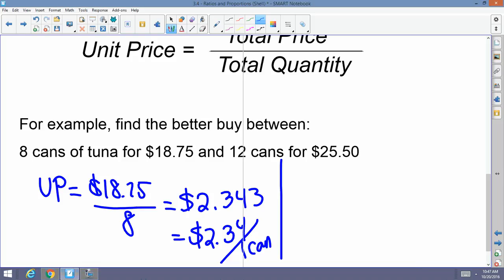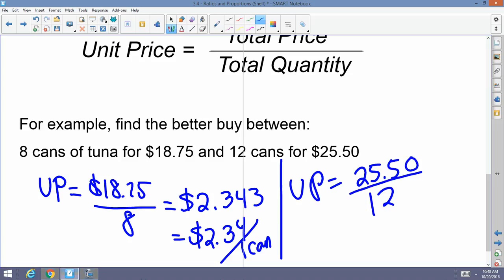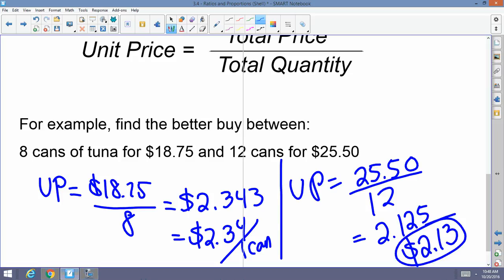All right, so now the next one, we've got the price. The next unit price here is price over quantity. So I've got 25.50 divided by 12, and that's going to give me a unit price of $2.13. So who is the better buy? 12 cans for 25.50. This can be very misleading because someone says 25.50, 18.75. Yeah, you're going to spend less money at the moment, but you're getting more for your money on the second one.